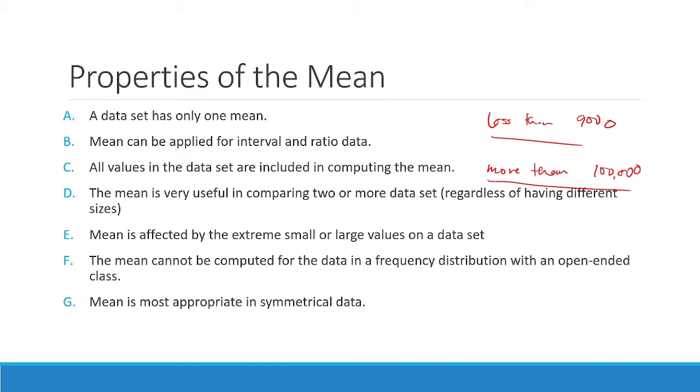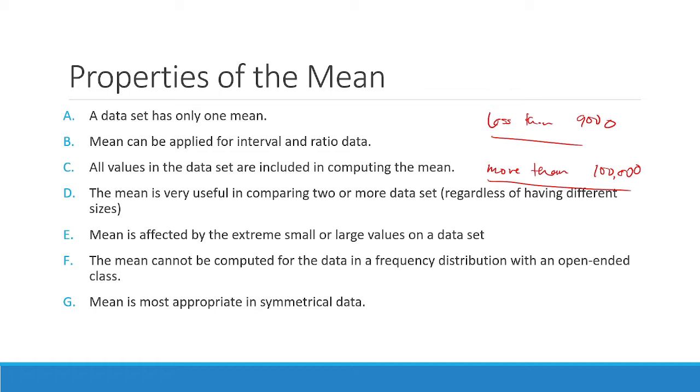And lastly, mean is most appropriate in symmetrical data. By symmetrical data, these are data that follows a bell-shaped distribution. So we're in the middle part of your distribution is actually the class or the data that has the highest frequency.